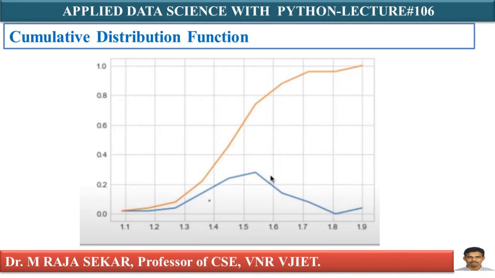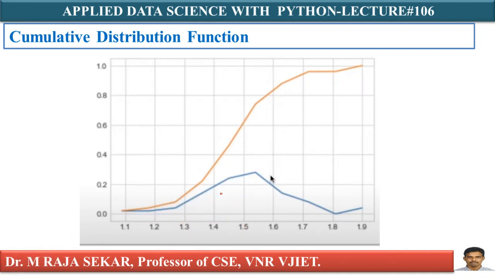Just if you want, here 1.4. How can I get this particular point? I must calculate the area. Otherwise, just add heights. Just keep on adding these heights, you will get this point. Then if you consider 1.5, how will I get this particular point? This is a point on the PDF. This is a point on the CDF. How can I get this CDF point? Just add these heights. You will get the corresponding points on the CDF, isn't it?